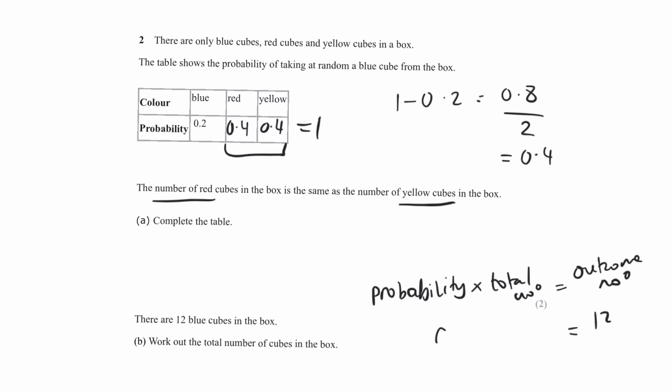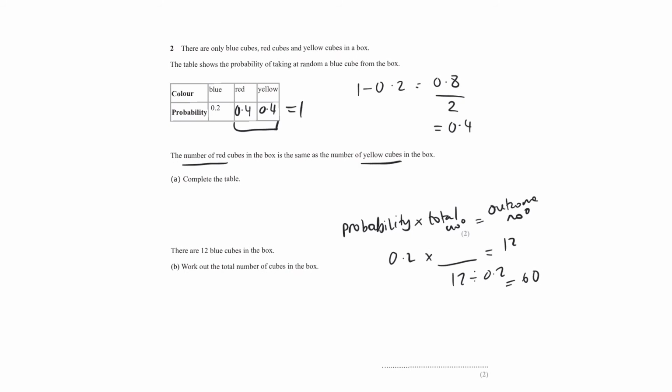Our probability for blue is 0.2. And we're trying to work out the total number. So to work that out, we will do 12 divided by 0.2. In your calculator, that should give you an answer of 60. So that means the total of red, blue, and yellow is 60.